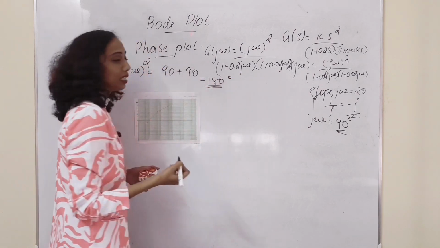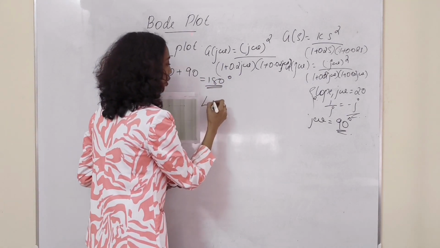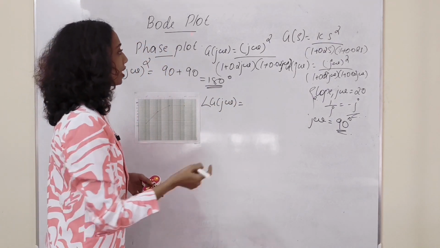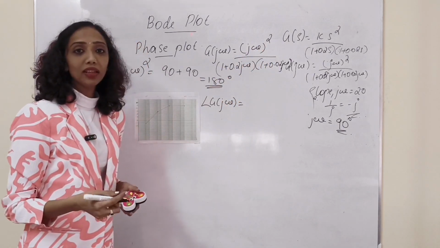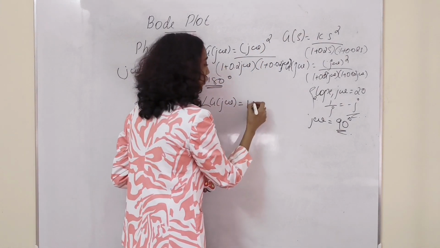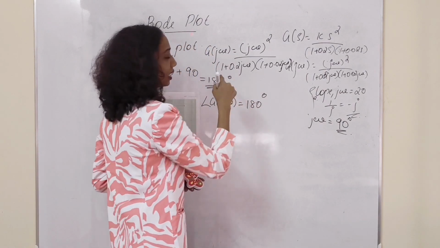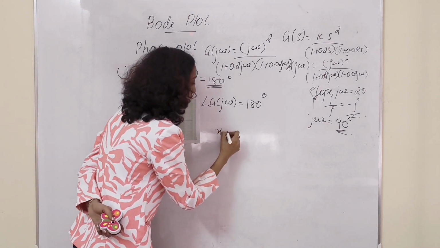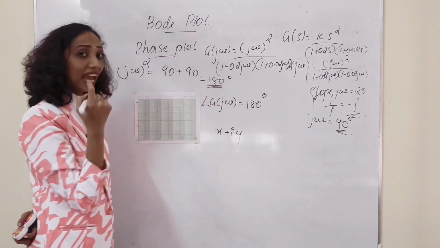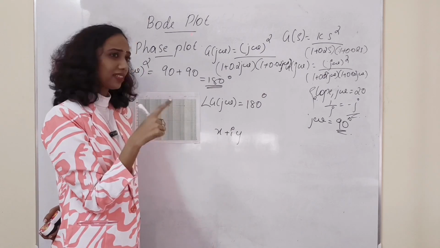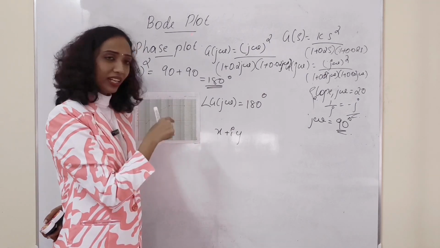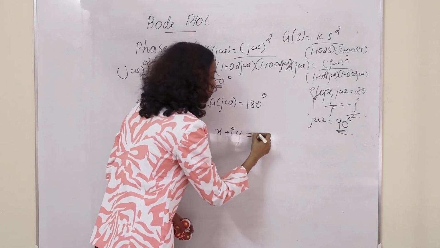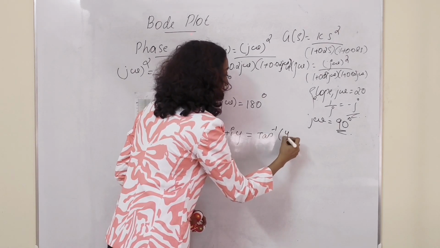Then how to find the phase angle of G of j omega? The numerator consists of (j omega) squared, and its phase angle value is 180 degrees. In the denominator, the terms are in the form of a complex number. Complex means x plus iy. For finding the angle, as you studied in school, the inclination of a complex number x plus iy is tan inverse y by x.